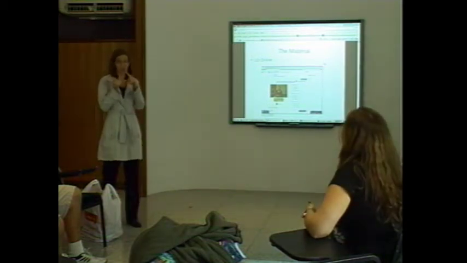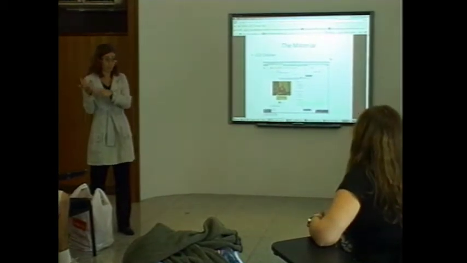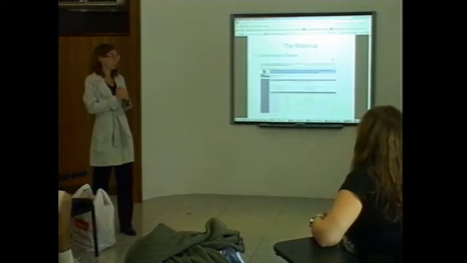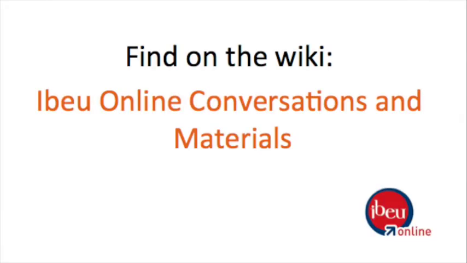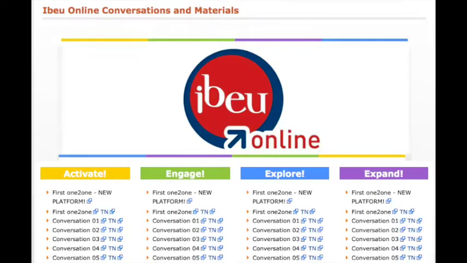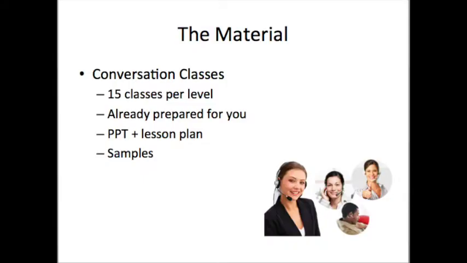So there are 2 different jobs for you. One is to be a tutor and the other one is to teach a conversation class, right? And what do you know about the material for the conversation classes? And how many classes do you have per level? Any idea? 15. 15 per level. There are 4 levels, right?